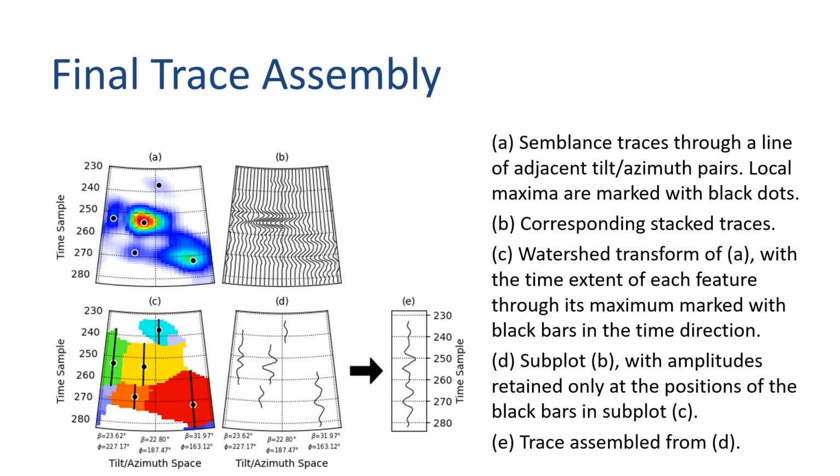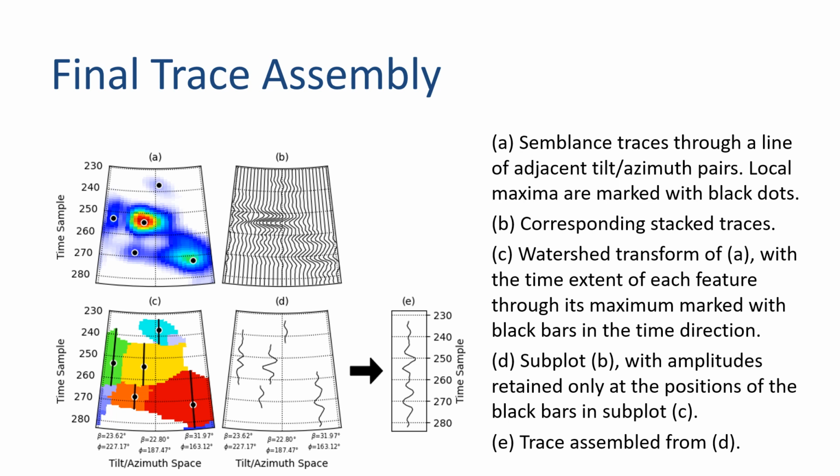The lower left subplot shows the watershed transform of the plot above it, along with the positions of the semblance maxima and the time extent of each feature through its maximum. Those are shown as black bars. That's how we build up our final result. We take the stacked traces from the upper right plot and retain only the amplitudes that lie at the positions of those black bars. That gives us subplot D in the lower right. These, we hope, are our diffraction signatures. That's how we make sure each diffraction only gets included once on the assembled trace in subplot E. We only select the trace that lies through the maxima.